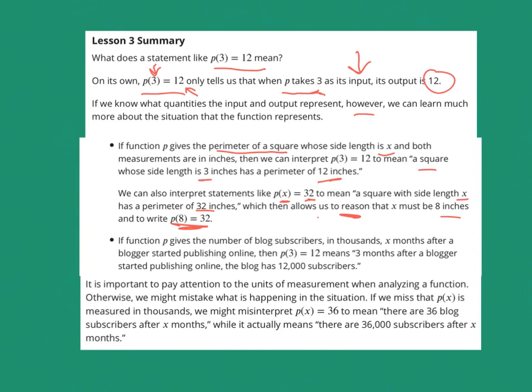If function P gives the number of blog subscribers in thousands and x months after a blogger starts to publish online, then P of 3 means 3 months after the blogger starts publishing, they have 12,000 subscribers, right? So it's important, it's critical, it's imperative, that we pay attention to the units of measurement when analyzing. If we miss that P of x is measured in thousands, we might say that P of x equals 36 means there are 36 subscribers after x months, which actually means there's 36,000. That's a huge misunderstanding.